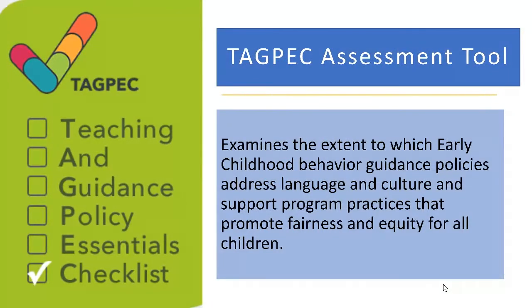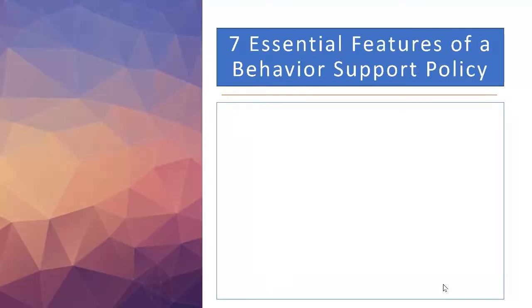It can be a challenge to develop and communicate preventative guidance policies that are developmentally appropriate and promote social, emotional, and behavioral health. There's an assessment tool that considers the essential features of a behavior guidance policy. The TAGPEC, Teaching and Guidance Policies Essentials Checklist, can be used as a tool to help guide administrators and caregivers to create effective and equitable behavior guidance policies and to evaluate existing policies. The tool aligns with Head Start Early Learning Framework and the Classroom Assessment Scoring System, also known as the CLASS tool. The TAGPEC highlights 7 essential features of behavior support policy, which you can see here.